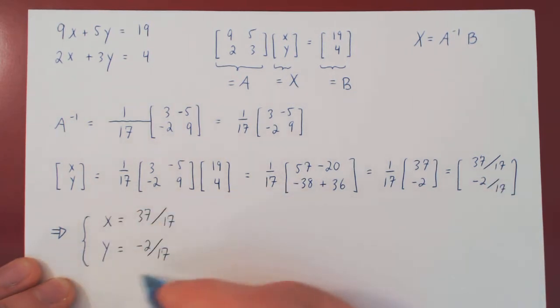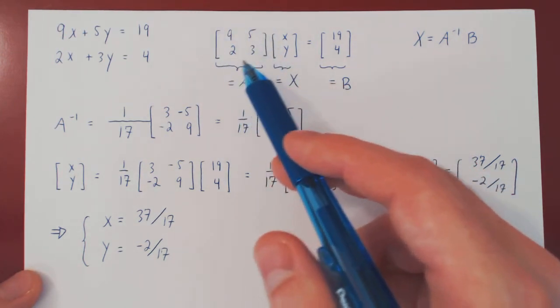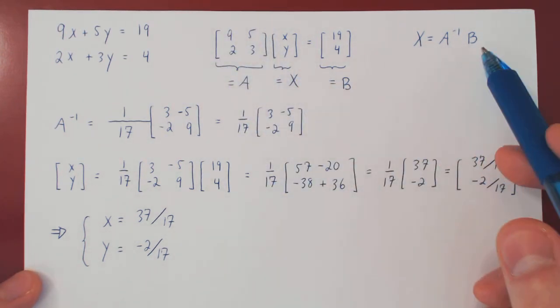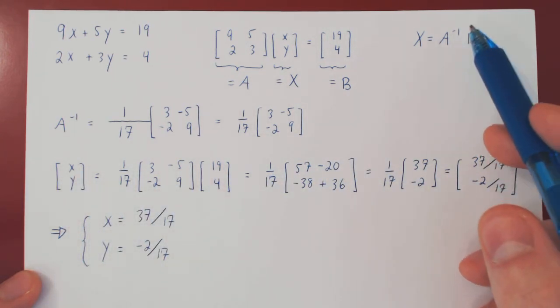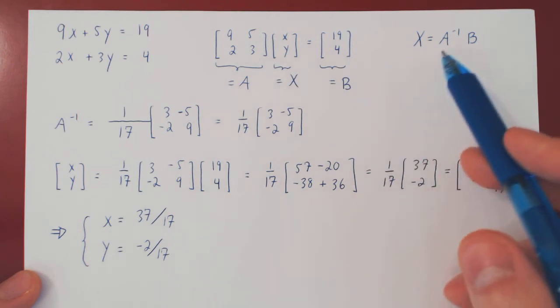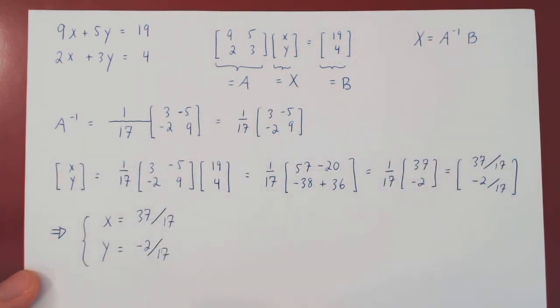And this is exactly the answer that we obtained when we solved the system previously using row reduction. And so you see, once you have the inverse of the matrix of coefficients, solving the system is just one line. Multiply the column of constant terms by A inverse, and you will get the vector of variables. And that's it.